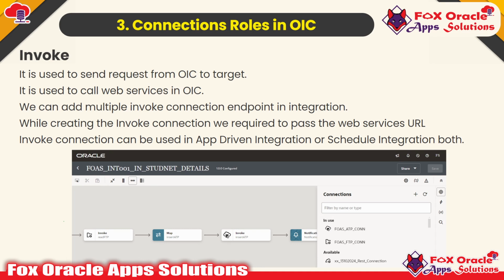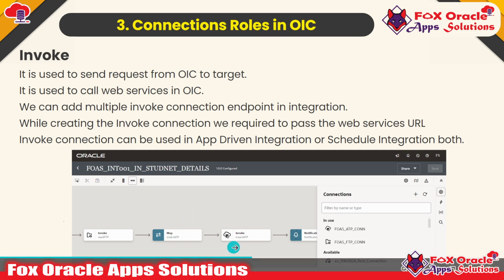In our integration, we can have multiple invoke connections. An invoke connection is simply used when, from OIC, we have to call any external system using REST services or web services, or by using the connections or adapters available in the system. That kind of thing is considered an invoke. Calling that ATP endpoint is one example.